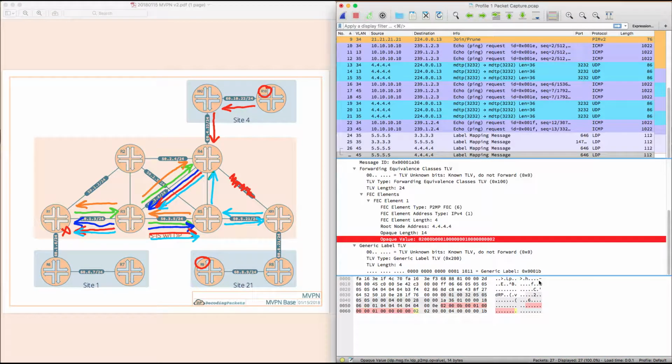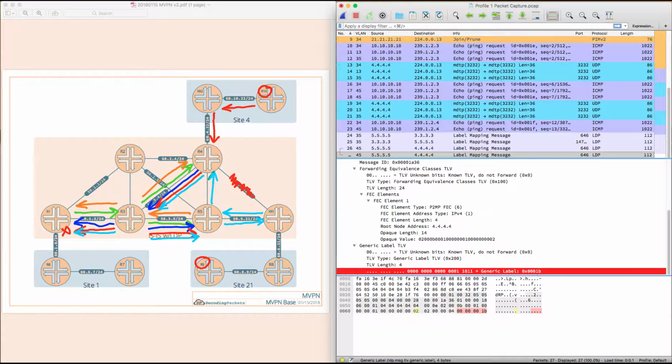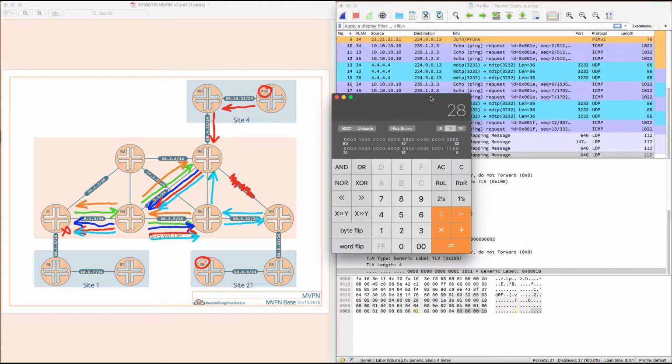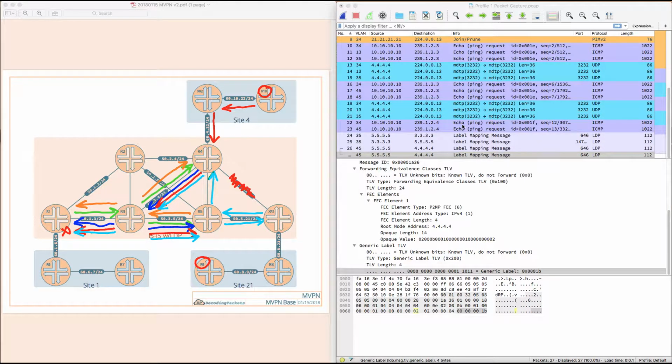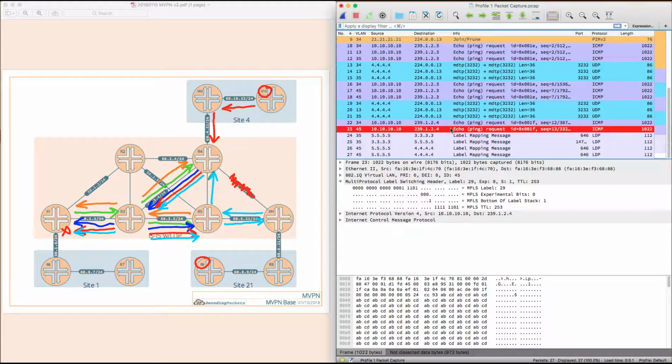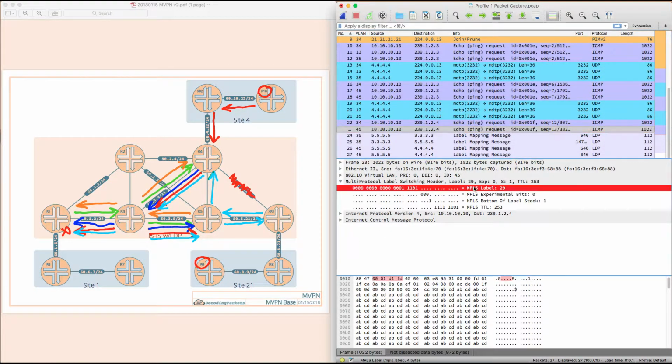Now the label here is 1B, which would be what? It should be 27, right? So 1B would be 27 because 1C, 1B. Let's make sure. So it's label number 27. Let's see which label we actually captured. And this time the label is 29.